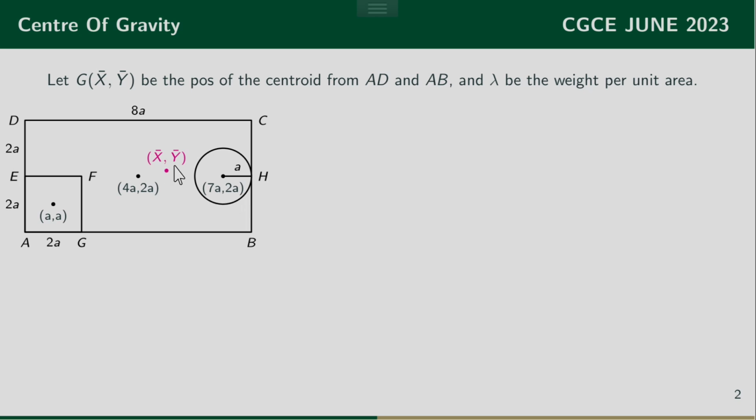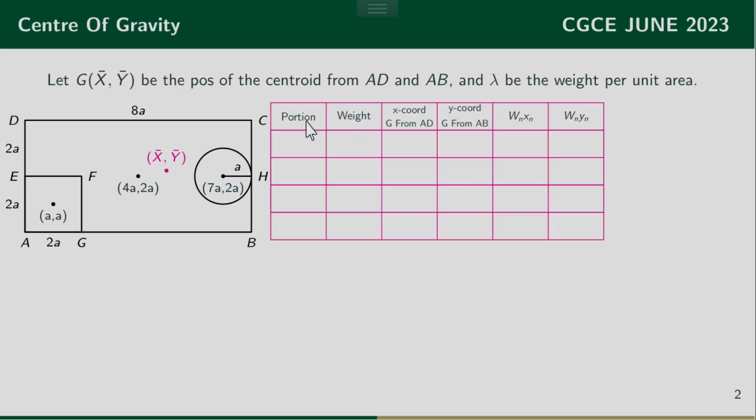Now let (x bar, y bar) be the centroid of the remaining lamina when the square and the circle have been removed. Now I'll draw a table where I will represent all this information concisely. On the header of the table, I'll have the portion, then the weight of that portion, the x-coordinate of the centroid from AD, the y-coordinate of the centroid from AB, and then the moment of the weight about AD and the moment of the weight about AB.